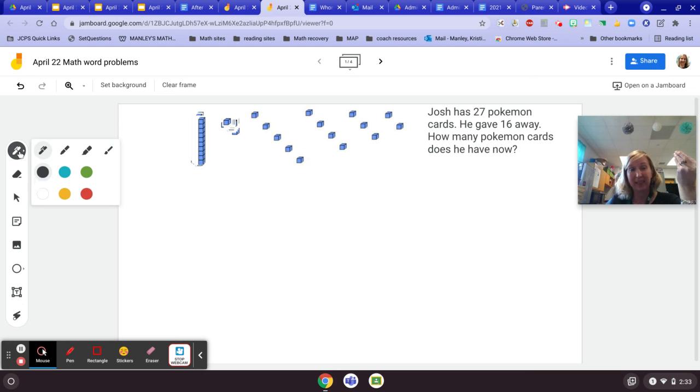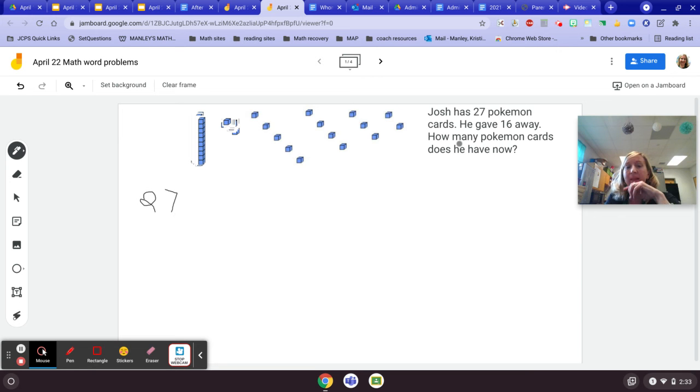Okay, so we know that in the beginning, he had 27. Okay, he had 27 cards. Then it says he gave 16 away. So if he is giving that away, they didn't come to him, they left him. So we now know that the middle part of that story is he had 16 leave him. And then it says, how many Pokemons does he have now? So that's the end of the story. We're trying to solve the end, okay?